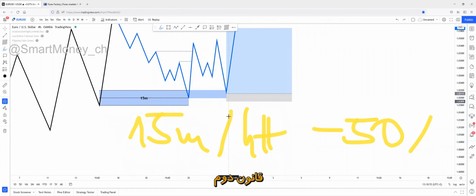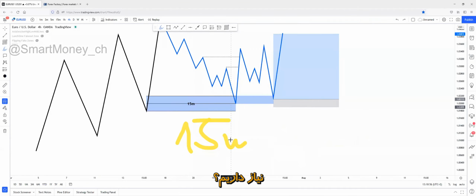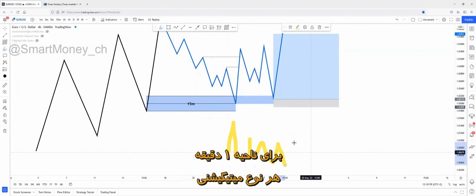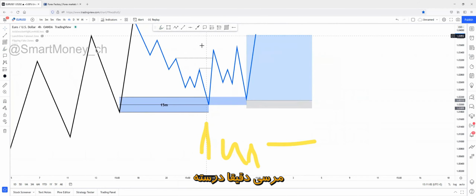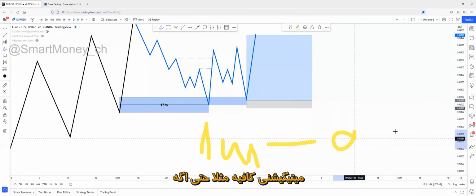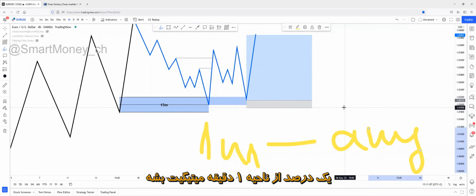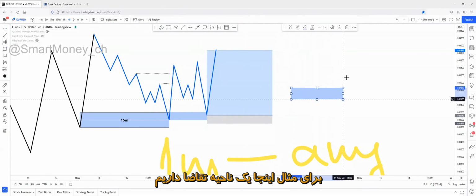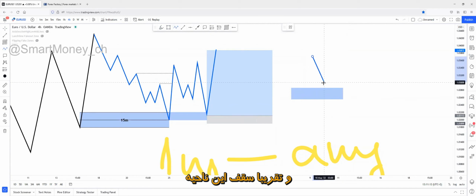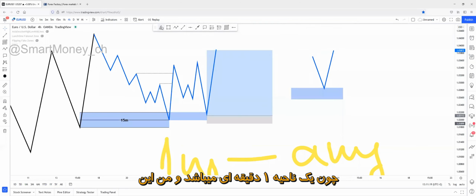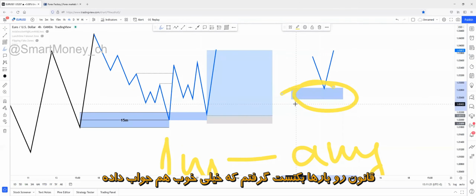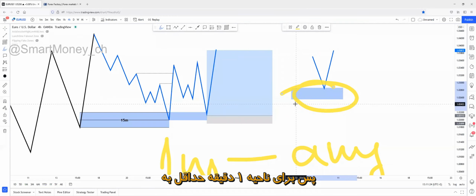Okay. Second, for the 1 minute zones, what kind of mitigation do we need? Any kind. Exactly. For the 1 minute zones, we need any kind of mitigation. So if 1% of the 1 minute zone is being mitigated, so it barely touches the top of this zone, then we can still count this as a mitigation because this is a 1 minute zone. And I've backtested this rule a lot and it works perfectly fine. So for a 1 minute zone, we need at least 1% mitigation, basically any kind of mitigation. For a 50-minute slash 4-hour zone, we need at least a 50% mitigation to count it as fully mitigated.